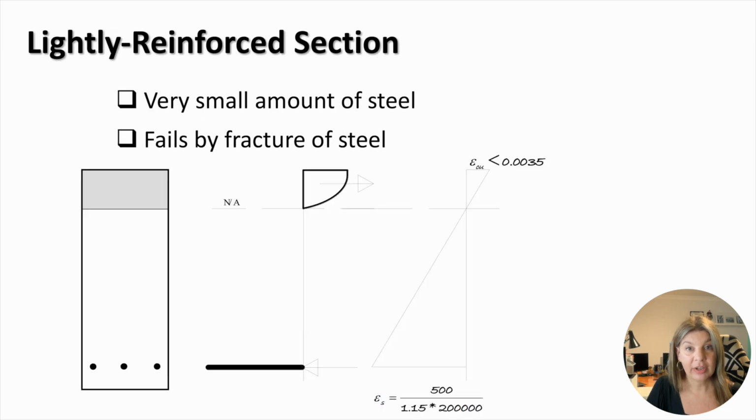Another type of concrete section is the lightly reinforced section. This section is characterized by a very small amount of reinforcing steel, which is balanced by a very small concrete compression zone.